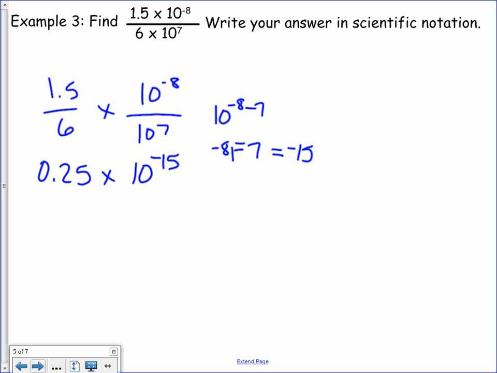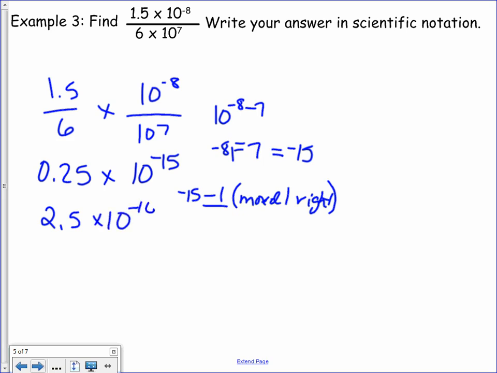Now again, I need my first factor to be 1 or greater, but still less than 10. So I really need to change this to 2.5. And since I had to move my decimal 1 to the right, I need to subtract 1 from my exponent. Negative 15 minus 1, since I moved 1 to the right and had to subtract, is going to be times 10 to the negative 16. And now that's written in scientific notation.